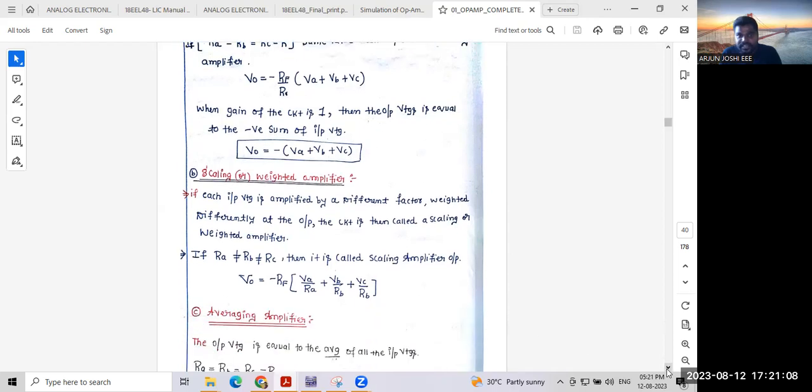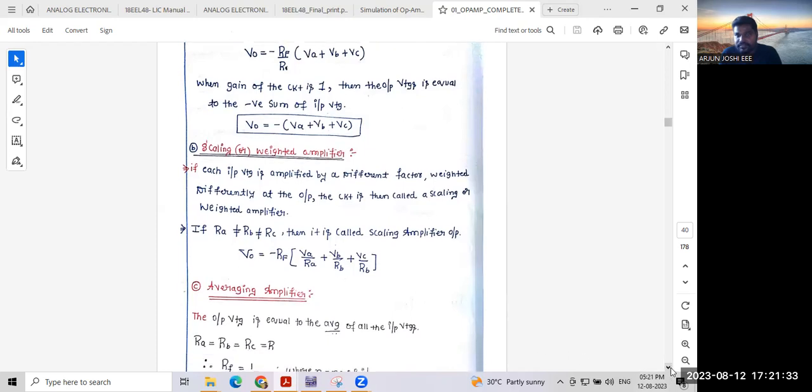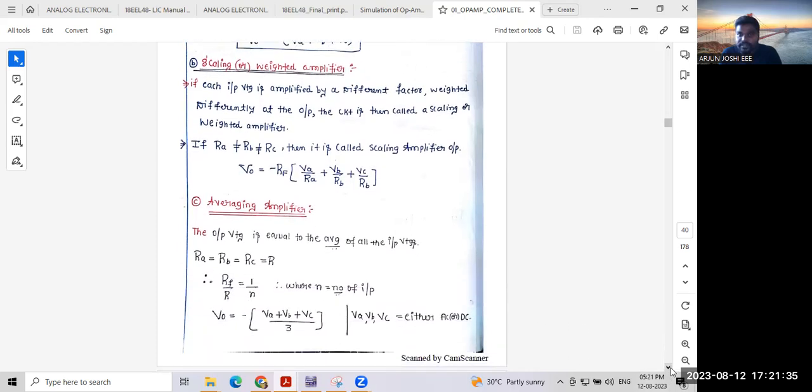Now let's understand scaling. Scaling is when RA not equal to RB not equal to RC, different values of RA, RB. If in the question they give different values, RA 3K, RB 1K, RC 2K, at that time the scaling amplification is going to be done. V0 equal to minus RF times VA by RA plus VB by RB plus VC by RC. We need to solve an example for that concept.